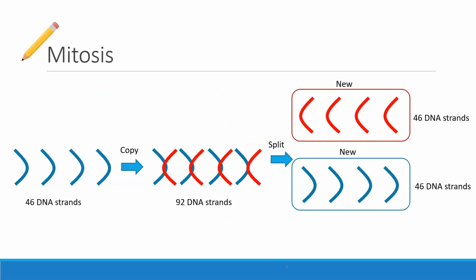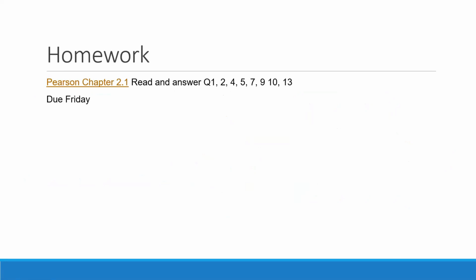Now, we're almost out of time. I don't think I'm going to get a chance for you to copy this down, but what I'd like you to write down instead is the homework I'm going to set. This is from the Pearson chapter 2.1. Before half of you say, but sir, I left my textbook at school, I've also got a link here to the actual chapter. You're going to be doing questions 1, 2, 4, 5, 7, 9, 10, 13. They're due Friday, so you've got a fair bit of time to get them done.